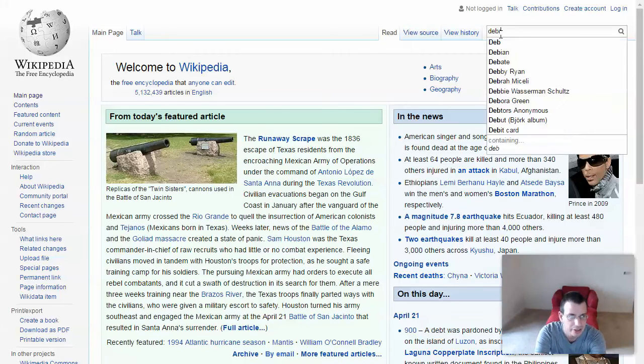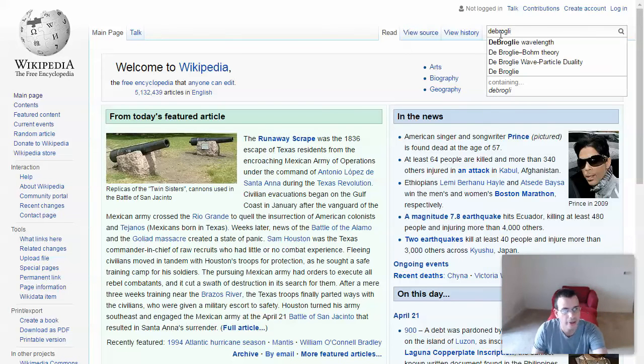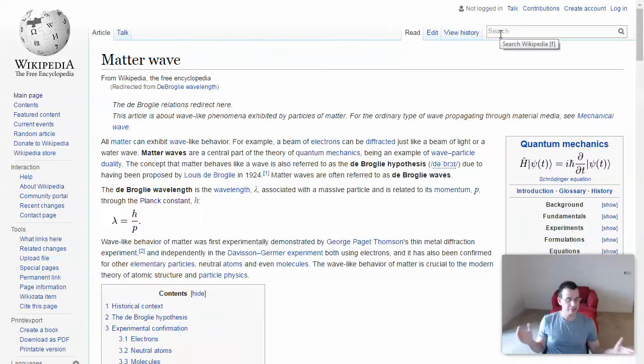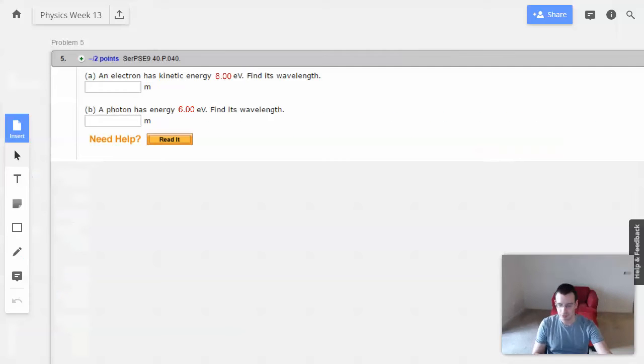The idea is everything in life is both a wave and matter. It's just that when you're talking about things that are big, it doesn't matter. So electrons are about the biggest thing that really has a wavelength that matters in life. I guess they've measured it for bigger things. Just everything has a wavelength. So lambda equals h over p.